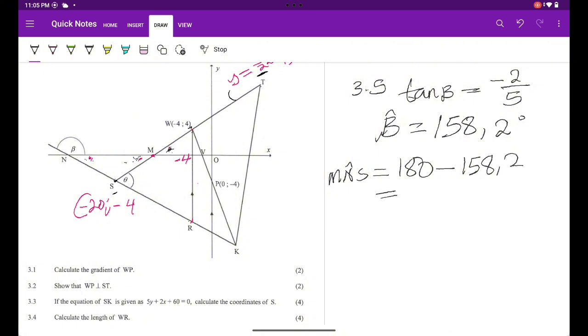which is actually 21,8 degrees. So we know the size of this angle. Now we want the size of this angle here. We know the two are vertically opposite, so we are going to use the gradient of the straight line there.